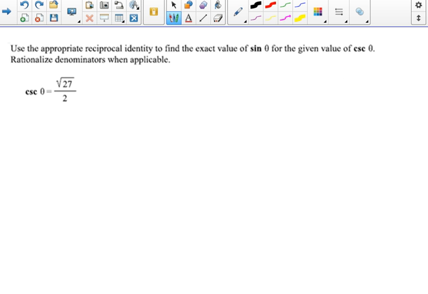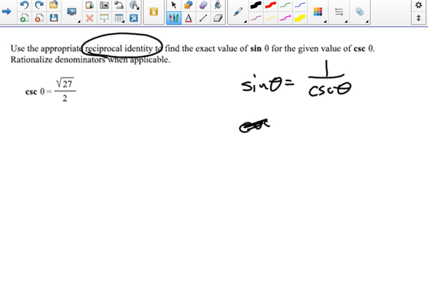Not quite yet. So, reciprocal identities. In other words, the idea that sine and cosecant have the same sort of behavior as cosine and secant. In other words, if the sine of an angle is equal to 1 over the cosecant of that angle, they are reciprocals of each other. Or, the reverse is true. The cosecant of an angle is equal to 1 over the sine.